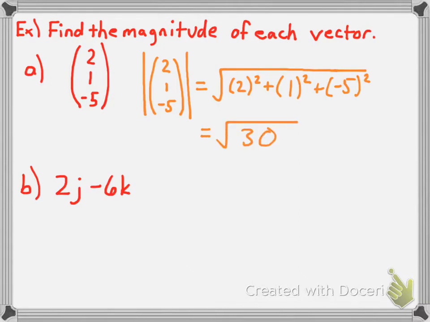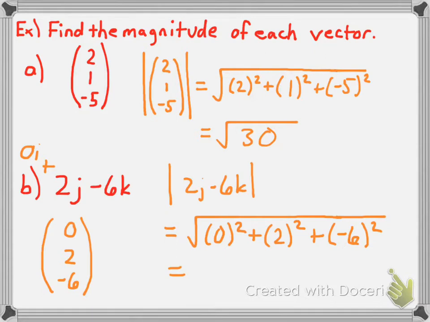Did you get the square root of 30 for the first one? Excellent. Now for the second one, I hope you noticed that there was a j and a k, but there was no i, meaning that you have 0i plus 2j minus 6k, or in other words, the column vector form would have been 0, 2, -6 for that vector, and thus its magnitude is the square root of 40, or 2 square root of 10. That's how you find the magnitude of a vector in 2 dimensions and 3 dimensions.